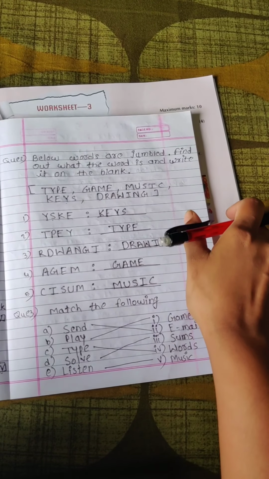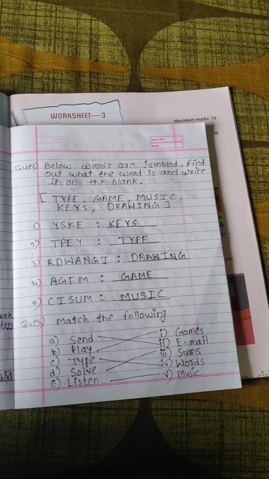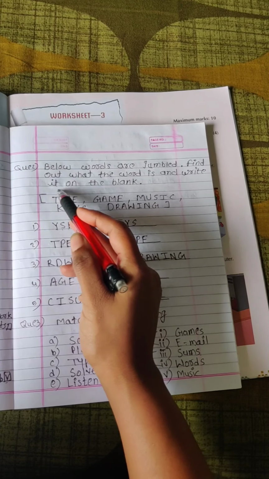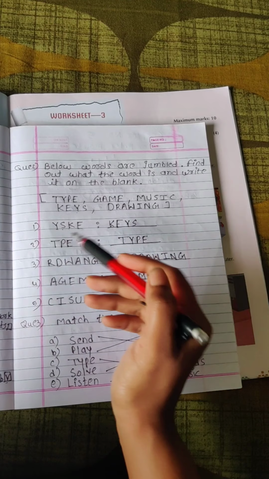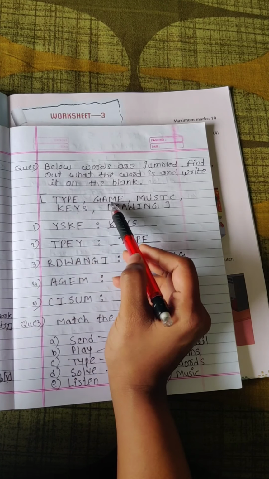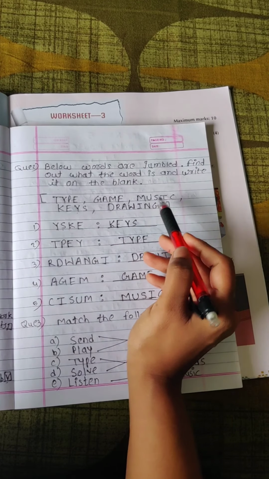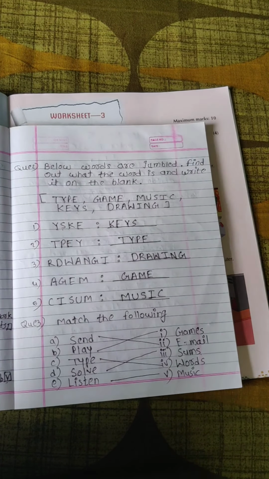Now question number 2. Below, the words are jumbled. Find out what the word is and write it on the blank. Here I have some words: type, game, music, keyboard and drawing. Here I have some wrong words, so we can write the correct words.